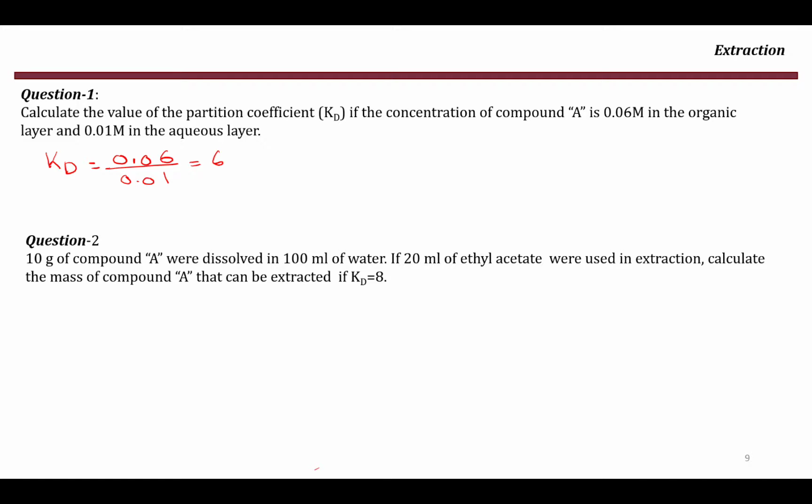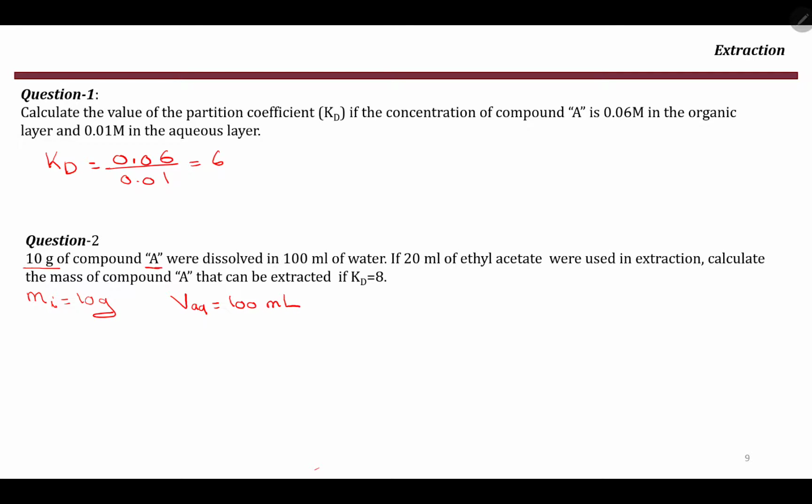This is another type of problem where we use the KD value. So we are given 10 grams of compound A. So this is the initial mass, which is equal to 10 grams. It is dissolved in 100 milliliters of water, so the volume of the aqueous layer is 100 milliliters.